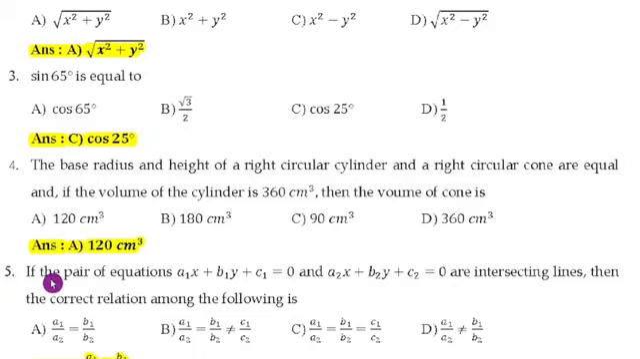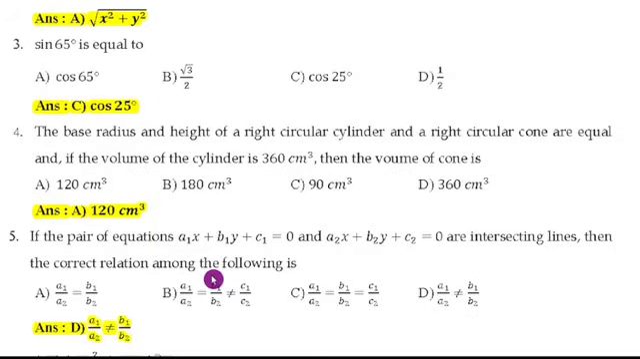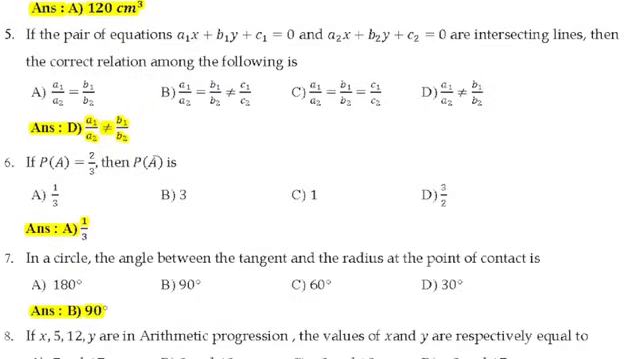Fifth question, if the pair of equations a1x plus b1y plus c1 equal to 0 and a2x plus b2y plus c2 is equal to 0 are intersecting lines, then the correct relation among the following is. If the lines are intersecting, that means a1 by a2 does not equal b1 by b2. Therefore option D is the answer, a1 by a2 not equal to b1 by b2. Sixth question, if p of A is equal to 2 by 3, then p of A bar is what? So p of A bar is equal to 1 by 3.